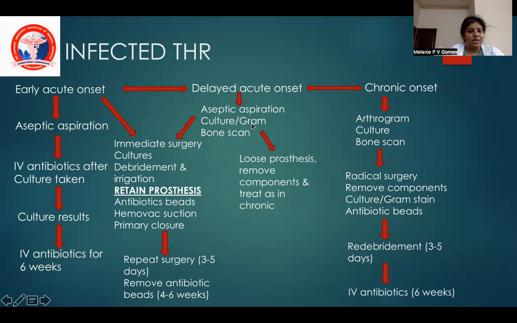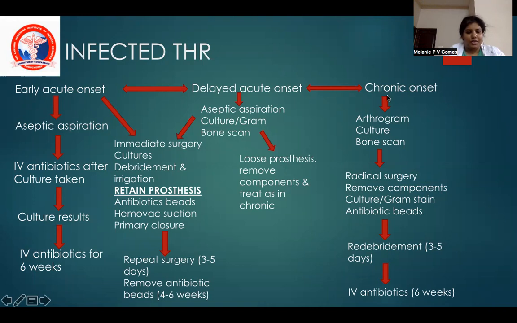A bone scan can be done, which is the three-phase gallium or indium 111. Again, we can follow the flowchart where immediate surgery can be done with multiple cultures and debridement, retaining the prosthesis and insertion of antibiotic beads, and repeat the surgery after 3 to 5 days, and after 4 to 6 weeks, the antibiotic beads can be removed. Else, another option is if the prosthesis is loose, remove the components and treat as in chronic sepsis.